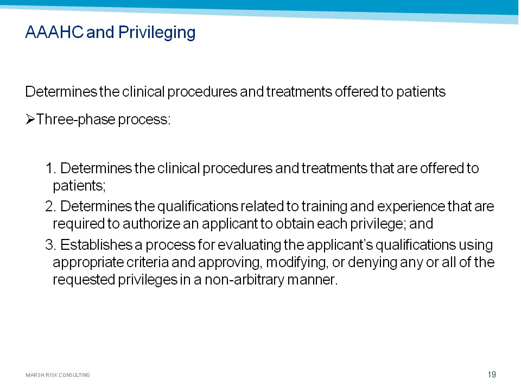So this should look a little bit familiar to you, because the AAHC has a 3-phase process for privileging, similar to what they have for credentialing. It's a little bit different, but still a 3-phase process. For privileging, you must determine what clinical procedures or treatments patients can be offered, and you must know what qualifications are needed for each privilege. Then you need an ongoing way to evaluate the provider going forward, as to whether they can continue to provide that procedure, or if there are modifications or a complete denial to perform that procedure.